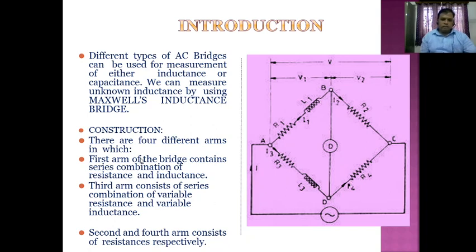So here the first and third arms have the series combination of resistance and variable inductance. The second and fourth arms consist of only resistances respectively. You can see that only 2 arms have resistances, and the remaining arms have the resistance and the inductance together in series.